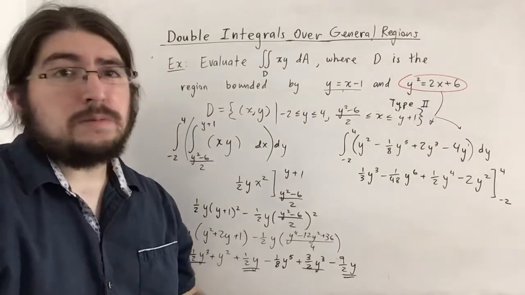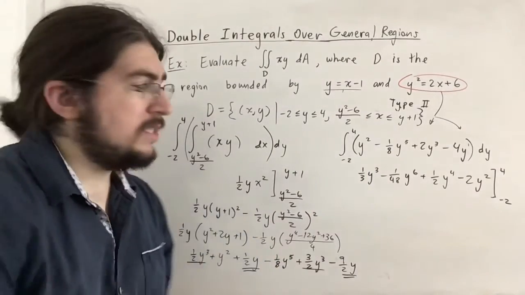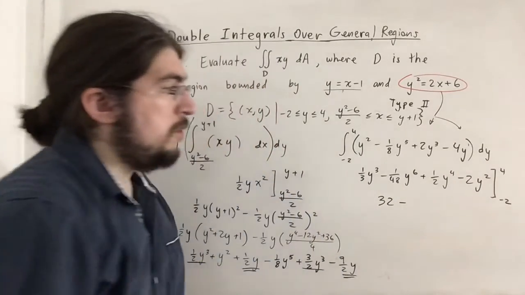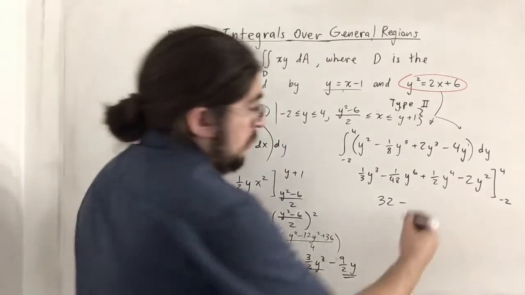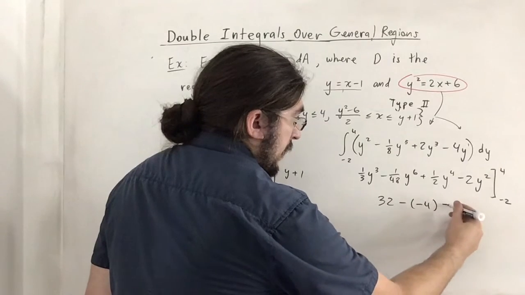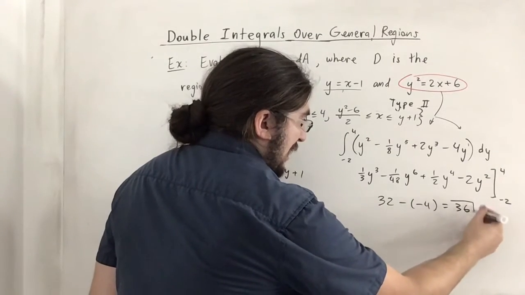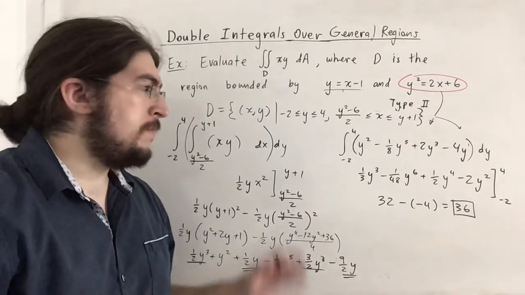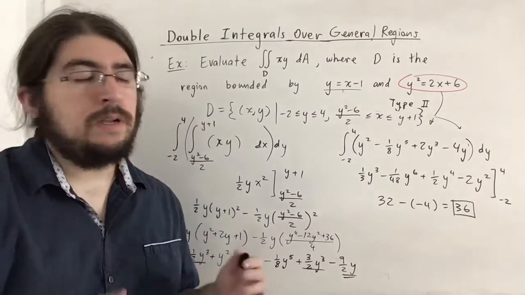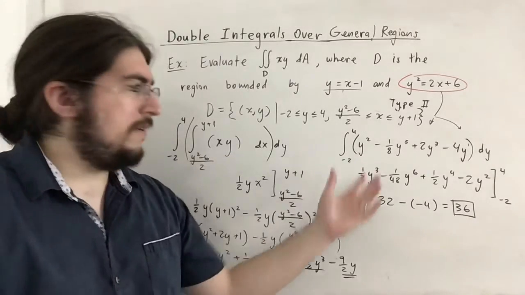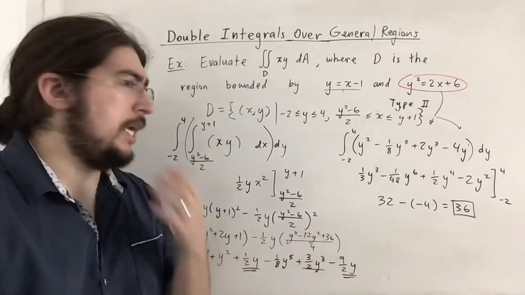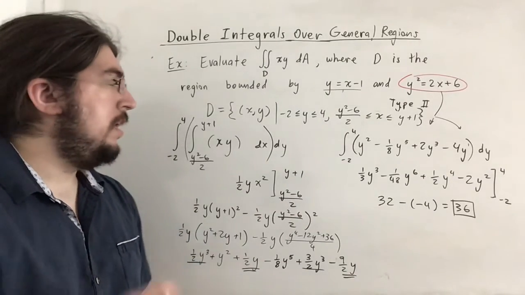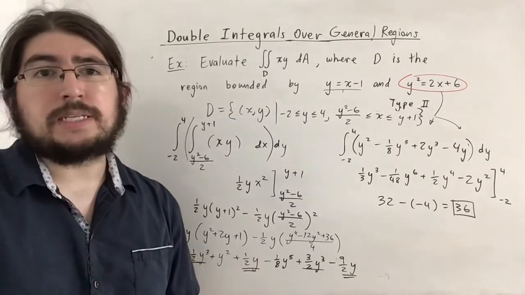To save some space and time, I've actually done this evaluation off screen, and plug in 4, believe it or not, you get 32, and plug in a -2, you actually get -4. So with that being said, 32 minus -4 is positive 36. Again, I just wanted to do the calculation off screen to save a little bit of time and space, but of course you can verify these values on your own. It's not too bad, it's just a lot of fraction work. So if you want to do this by hand, it takes a little bit of time, but with a calculator alongside, it shouldn't be too hard to figure out. And with that being said, let's move on to the next example then.